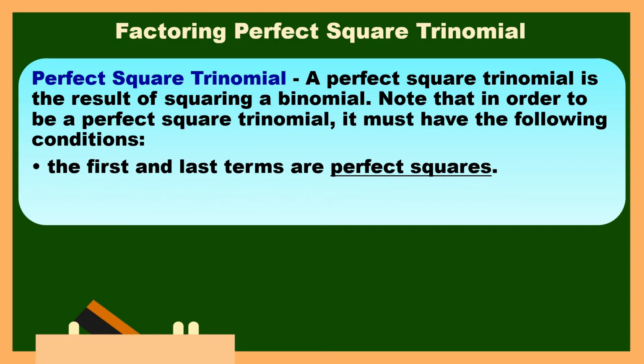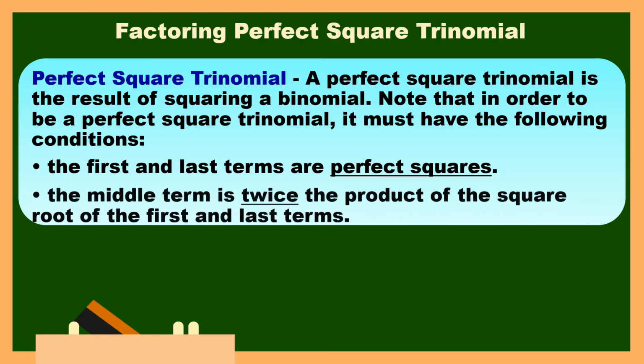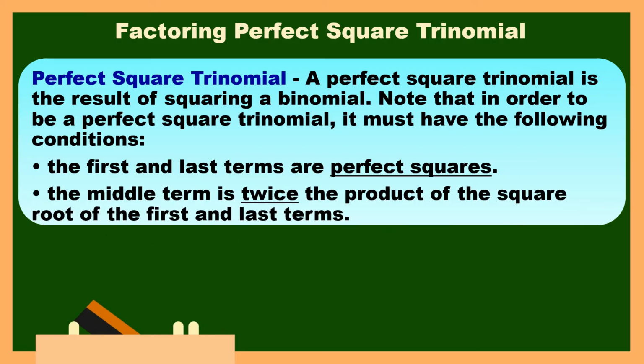First, the first and the last terms are perfect squares. Pag sinabi mong perfect square, these are the numbers whose square roots are whole numbers. Katulad ng 4. Meron siyang square root na 2. So, ang 4 ay perfect square siya. The second condition is, the middle term is twice the product of the square roots of the first and the last terms. So, yung middle term daw dito ay dapat 2 times the product of the square roots of the first term and last term.